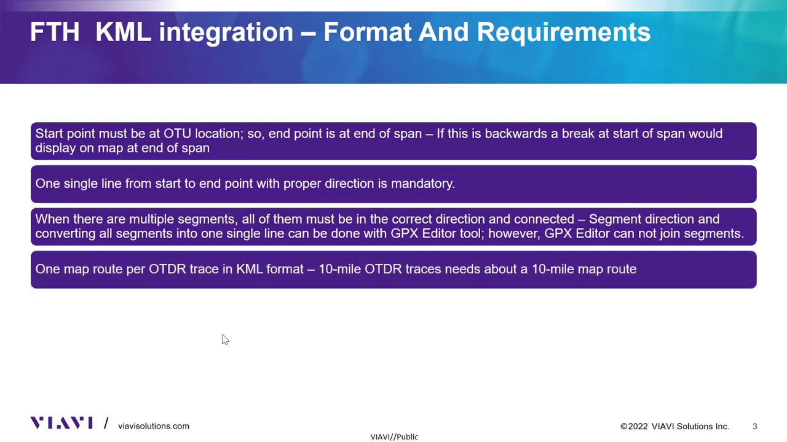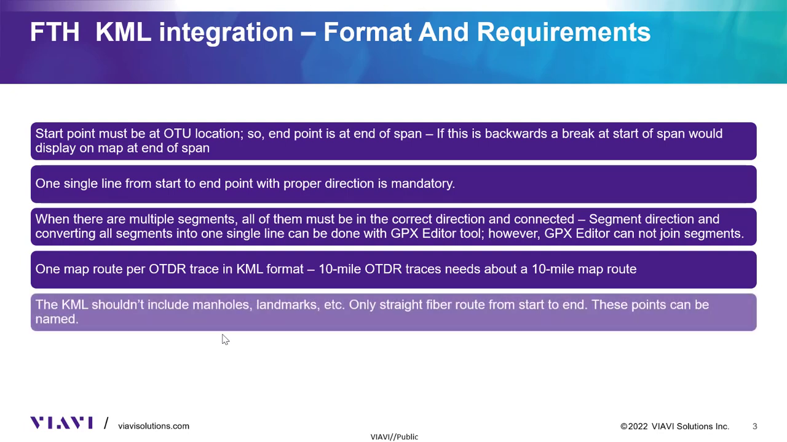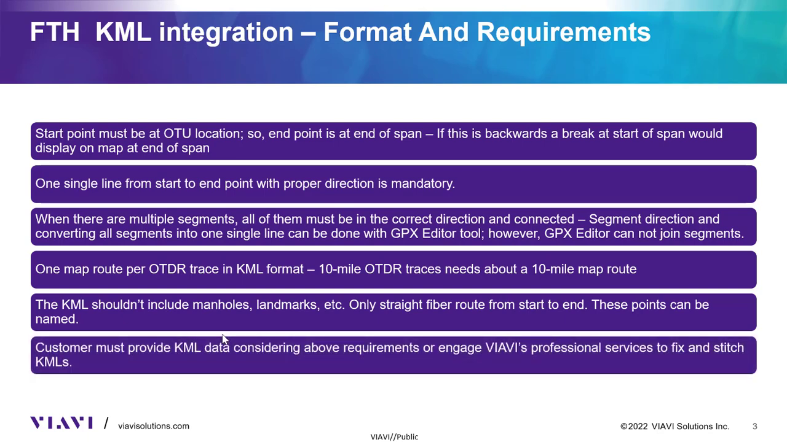If the fiber route is about 10 miles, then the OTDR trace should be about 10 miles. No manholes, handholds, landmarks, buildings, etc. go in the KML. It's a straight fiber route, but the start and end point can be named. If the route is not compatible with these SmartOTU rules, then the KML can be fixed or redrawn.